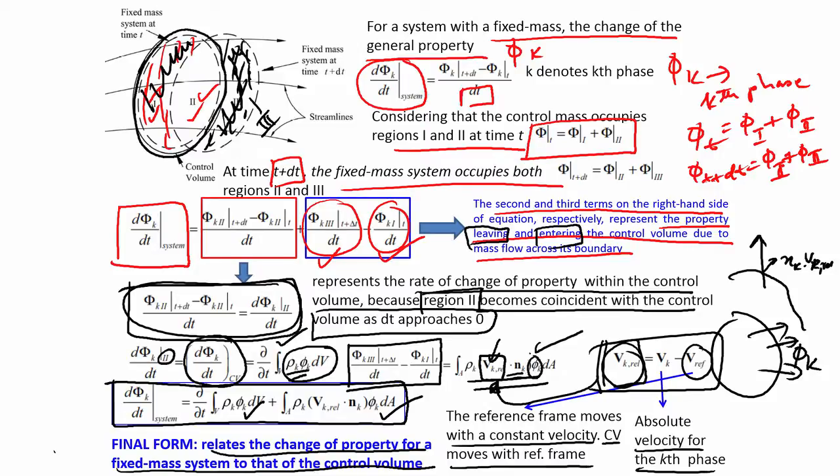Remember, phi k can be a scalar, can be a vector, can be anything else. But this particular term that you see, Vk relative into Nk, is basically a scalar, because it is multiplied with a surface normal. Phi k can be anything; it can be mass, it can be momentum, whatever, we will see to that. But Vk relative dot Nk is basically a flux term perpendicular to the surface, and that is basically a scalar. Clear on this particular part?